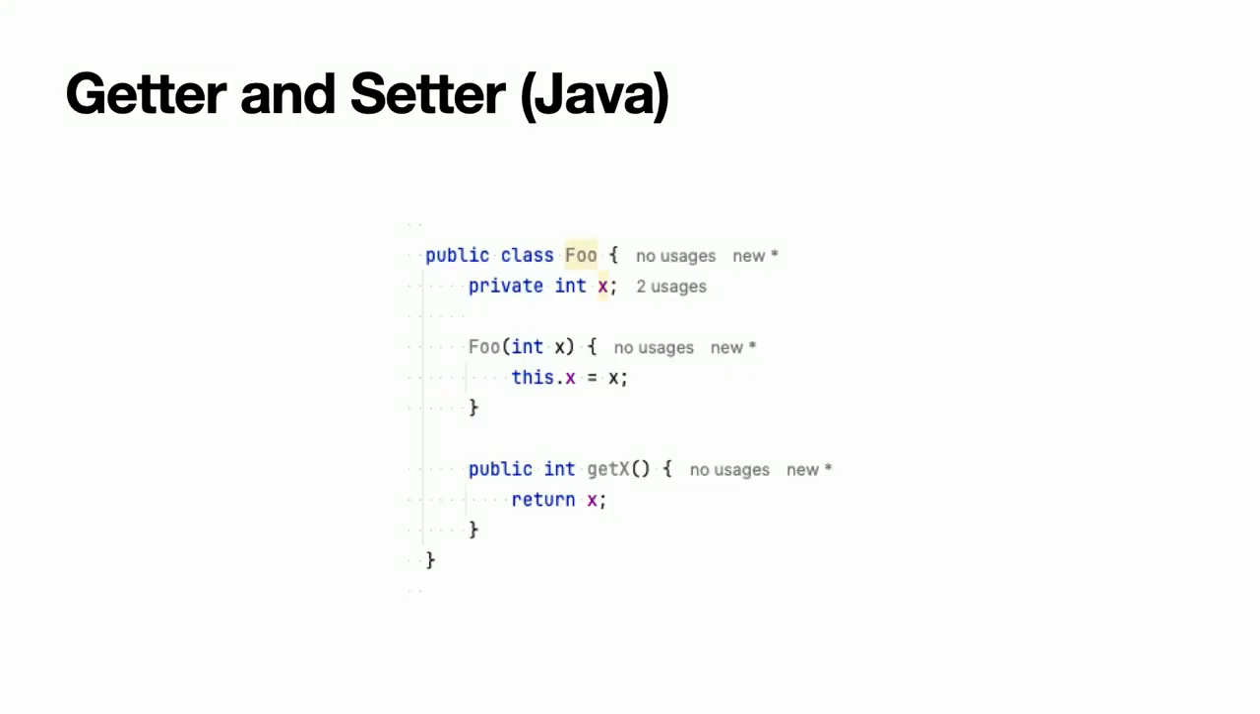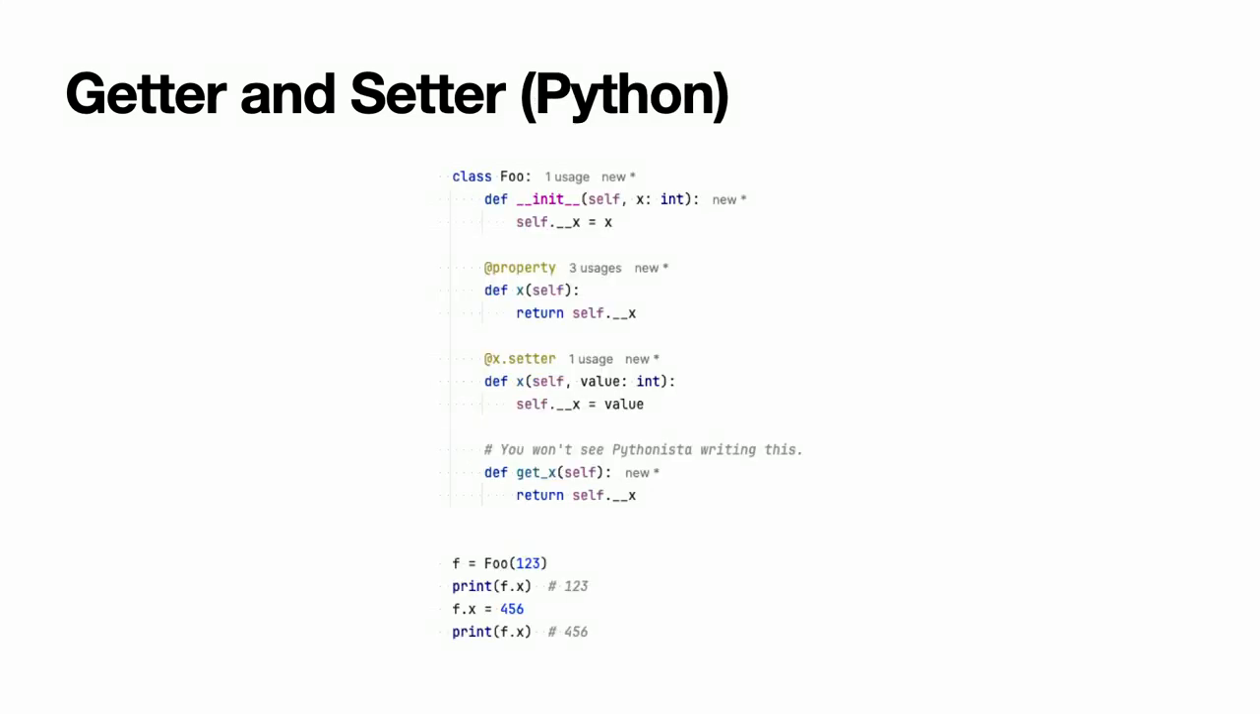Setter and getter. I will start off with something boring. This is how we implement a getter in Java, right? If I'm going to do the same thing in Python, this is how I do it. In Java, correct me if I'm wrong, something like a private int is defined as an attribute, right? But in Python, x or something like that is actually defined as a property.